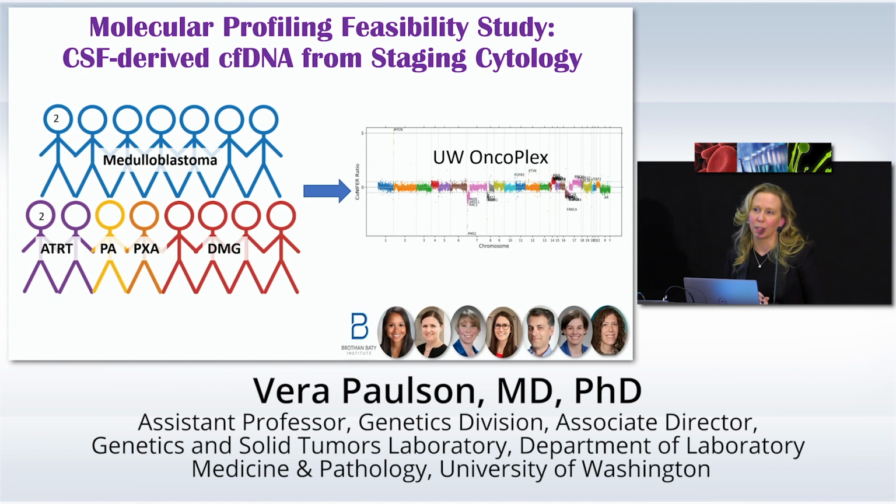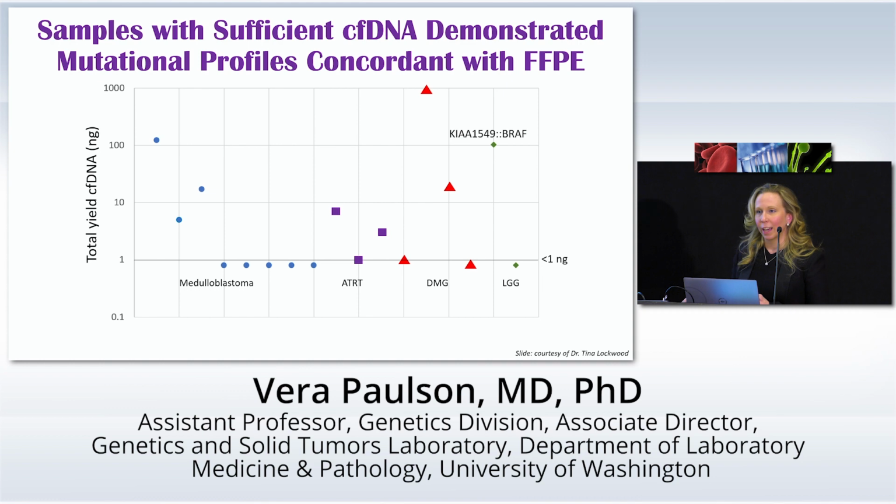The first was a feasibility study. There were about 15 patients, predominantly medulloblastoma, but we also had ATRTs and some low and high-grade gliomas, so pilocytic astrocytoma and a pleomorphic xanthoastrocytoma. And like I said, we put these on Oncoplex. We're looking at a graph here of what the yield of DNA was. And I'll tell you, 1 nanogram seemed to be that sweet spot. If we got over that, we could get tumor profiles from the cell-free DNA.